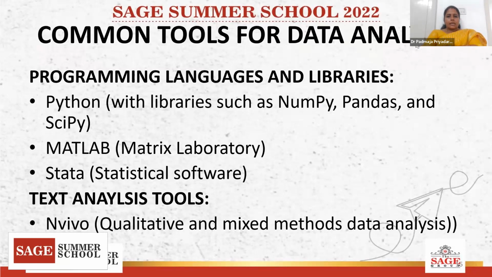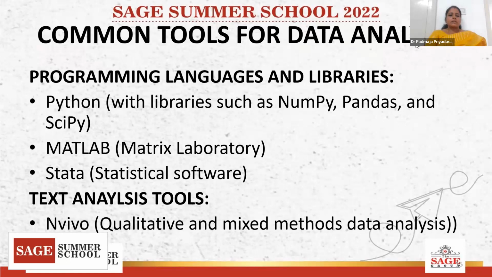Similarly, programming languages. When I take programming languages, Python is the number one programming language. We can do anything with Python. We have a lot of libraries like NumPy, Pandas, and SciPy. Also, MATLAB. We can use MATLAB for mathematical things, where MATLAB stands for Matrix Laboratory. We also use Stata. Stata is statistical software.